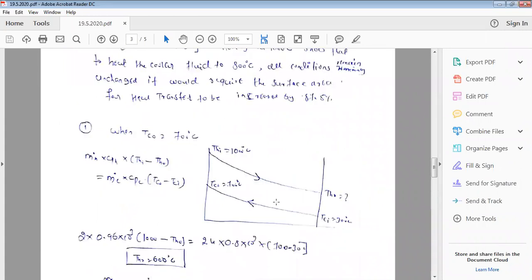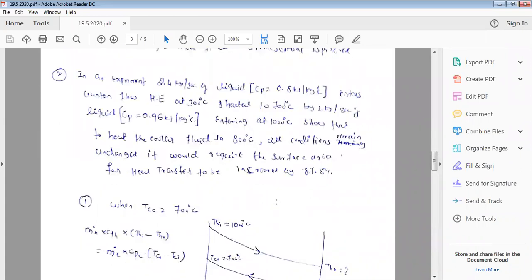Yesterday I solved this problem, but since everyone was telling me the screen was not proper, I scanned it, and once again I will explain what the problem is and how best we can solve it. Now just go through this problem. In an experiment, 2.4 kg per second, the mass flow rate here is given per second, of liquid with specific heat 0.8 kilojoule per kg degree Celsius enters a counter flow heat exchanger.